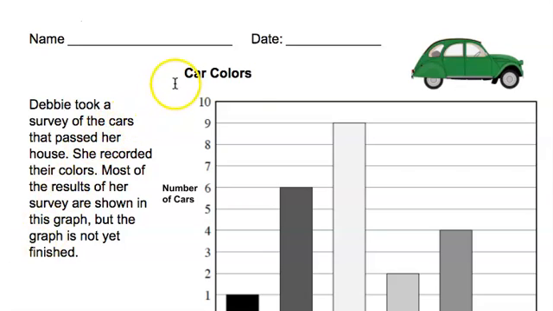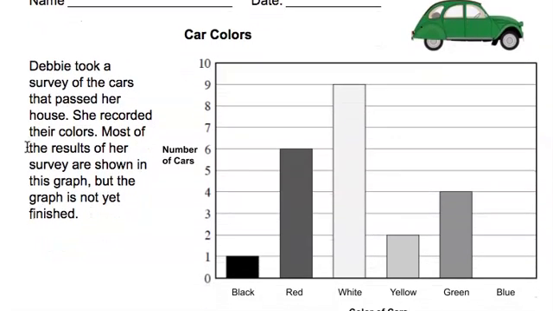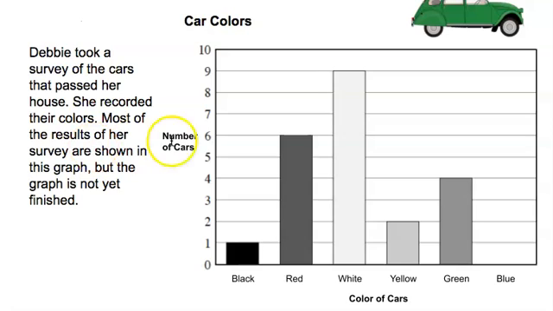Our task is called car colors. Here's the scenario. Debbie took a survey of the cars that passed her house. She recorded their colors. Most of the results are shown in the survey on the graph, but the graph is not yet finished. Okay, here's the graph.